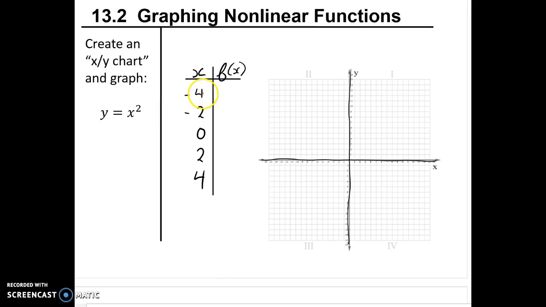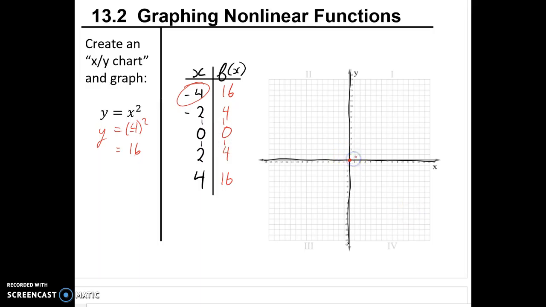Remember how we create an XY chart. We're going to take the value here and plug it into the equation. So y is equal to negative 4 squared, which is positive 16. Over here, this is going to be positive 4, 0, positive 4, and 16. If I put maybe a 1 in here as well, the squares of those are going to be 1 and 1. So now let's graph this.